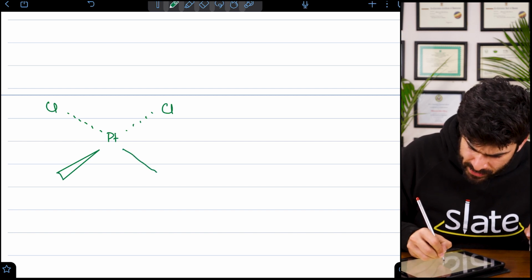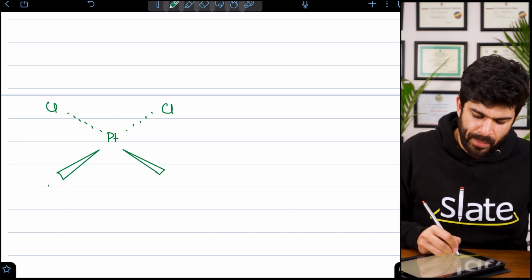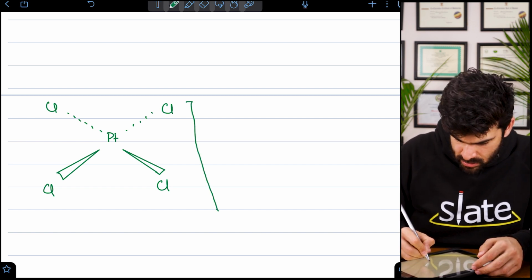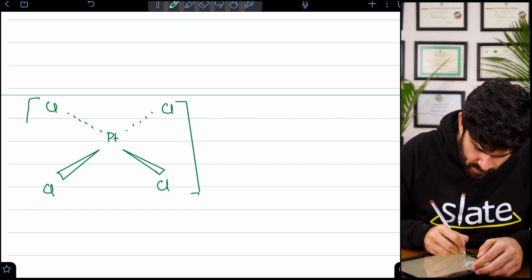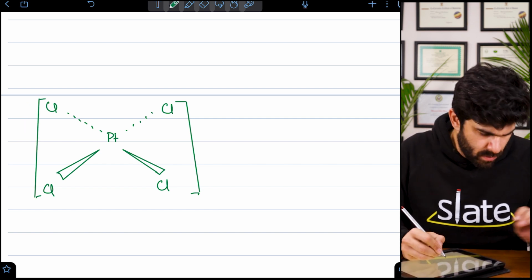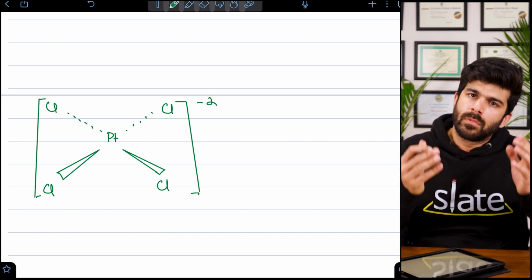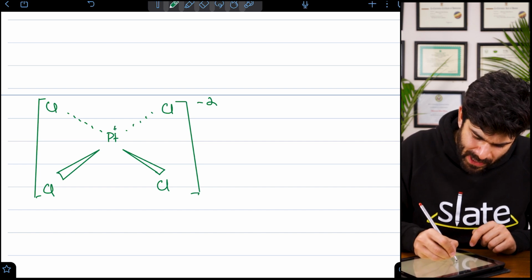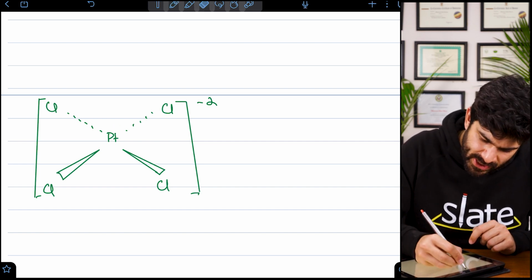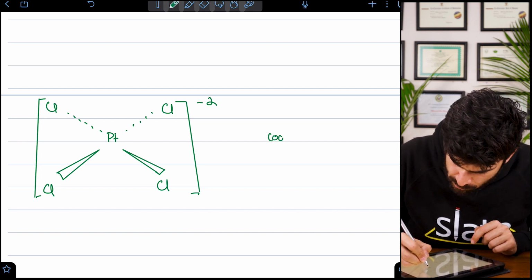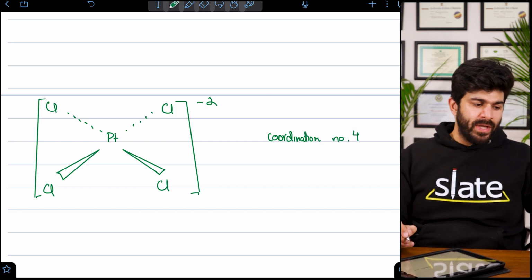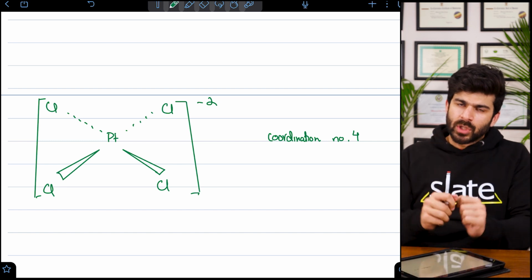Now students, how will you determine which ligand is bigger or which ligand is smaller? It's the Mr. Simple. Water has an Mr of 18, while chloride has an Mr of 35.5. Now this has -2, which means platinum is +2. So this is again making a coordination number 4. So it's always with the size of the ligands that you have to determine the coordination number.